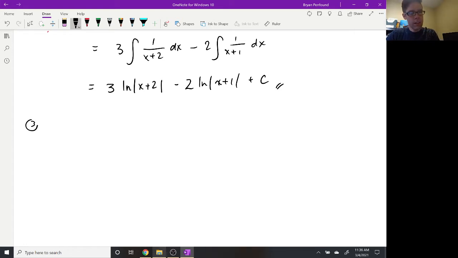So here is the next full example I would like to cover. It is the integral of x to the fourth over (x squared plus 1) squared.